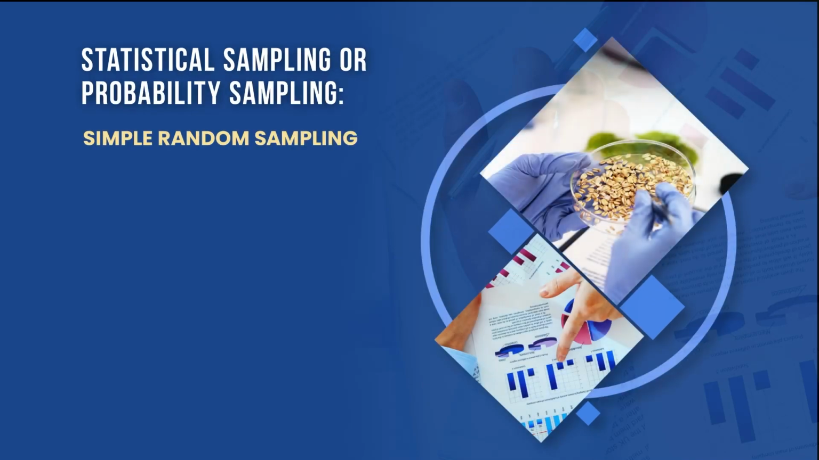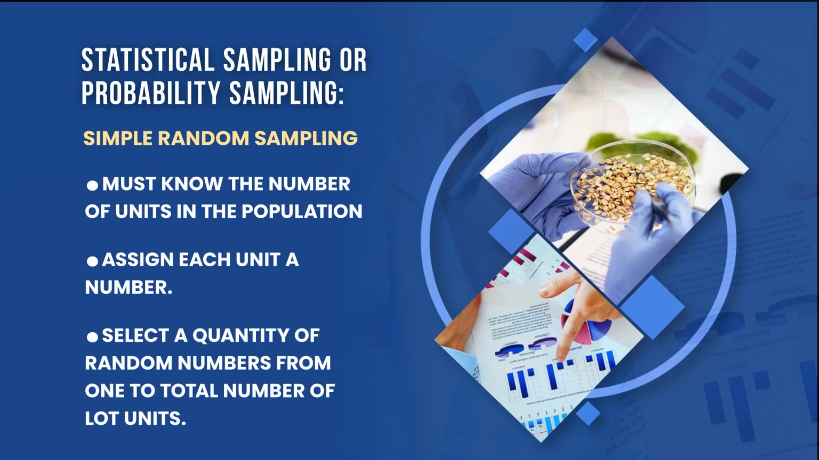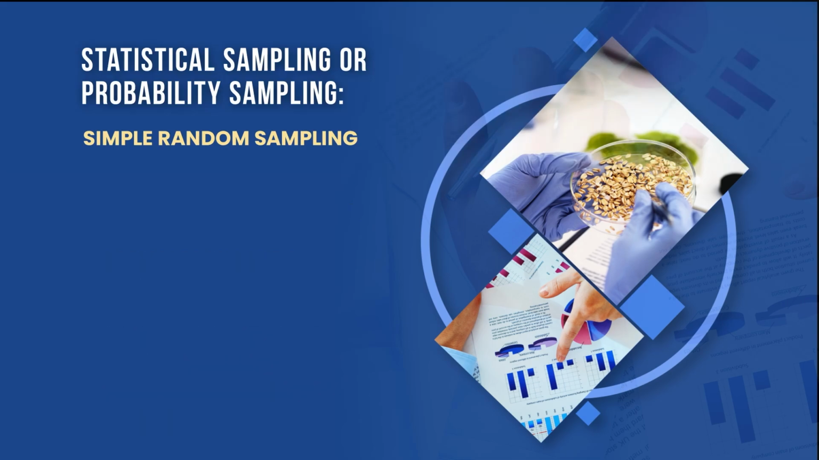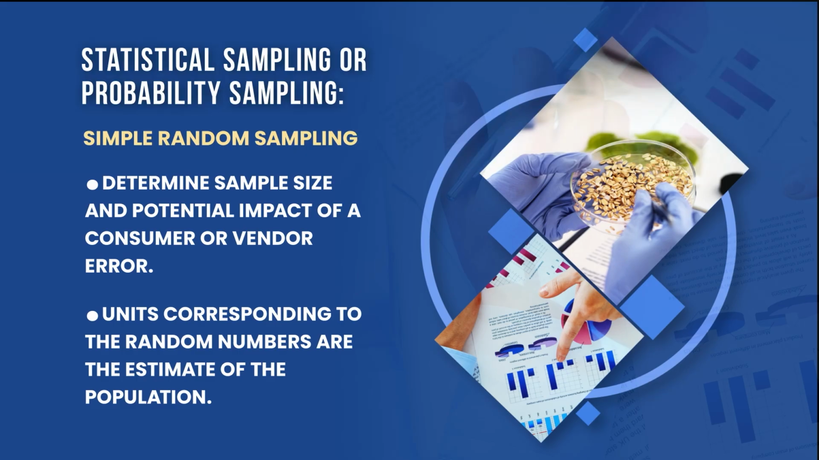The sampling is generally done by statistical sampling, or we also call it probability sampling. It is also called simple random sampling. We must know the number of units in the population, as already said, assign each unit a number and select a quantity of random numbers from 1 to the total number of lot units to be sampled. Determine the sample size and potential impact of a consumer or vendor error. We have already talked of consumer risk and vendor risk, that we should keep in mind while taking into account the statistical sampling. Units corresponding to the random numbers are the estimate of the population, we must remember.